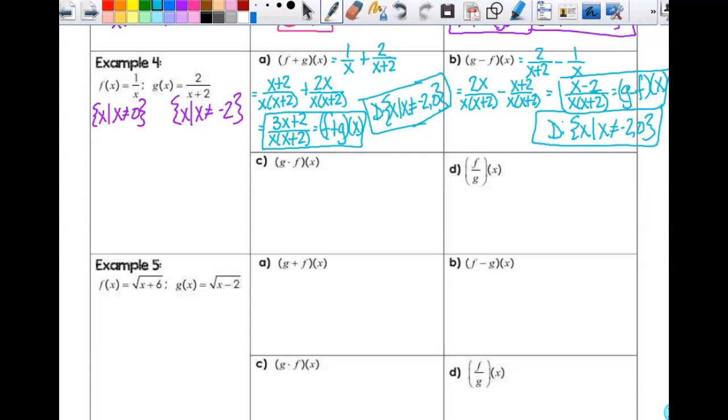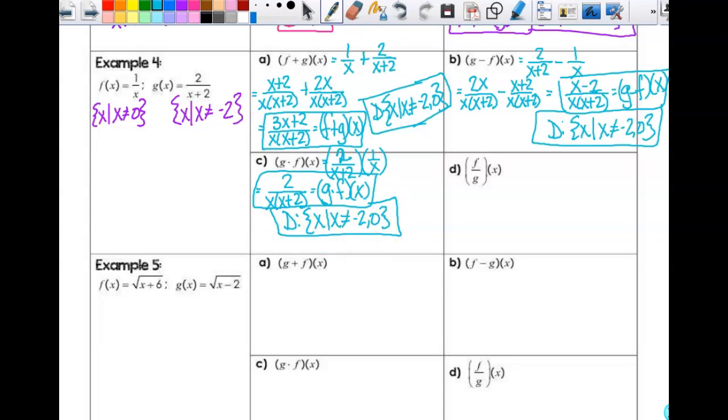All right, so now we're going to multiply. g of x is 2 over x plus 2 times f of x, which is 1 over x. Multiplying fractions is super easy. I do not need a common denominator. If I got a common denominator, it wouldn't be wrong, I'd just be making things way too hard on myself. I just multiply straight across, and I get 2 over x times x plus 2. I do not even have to distribute, and that is g times f of x. And my domain is still the same: the set of all x's such that x cannot equal negative 2 or 0.